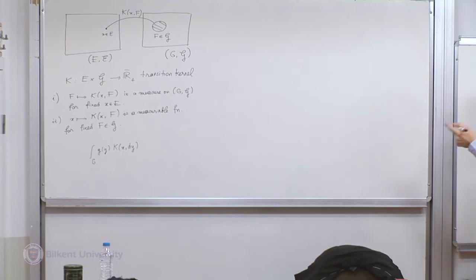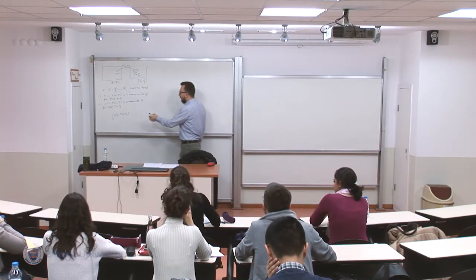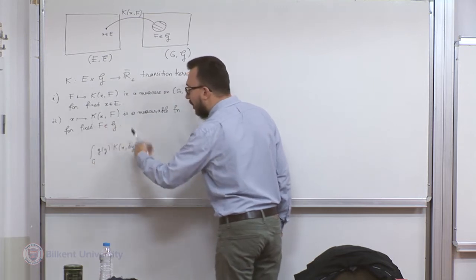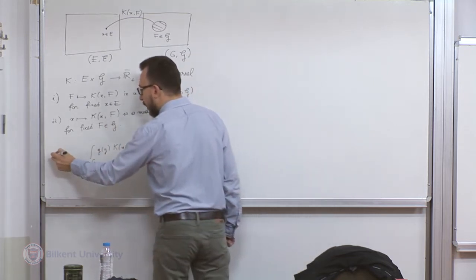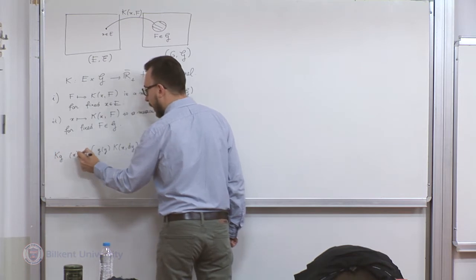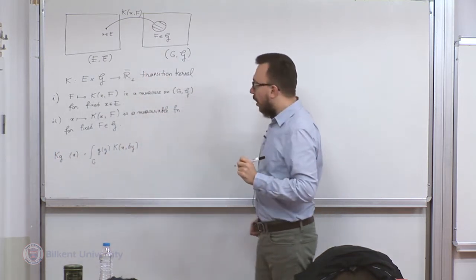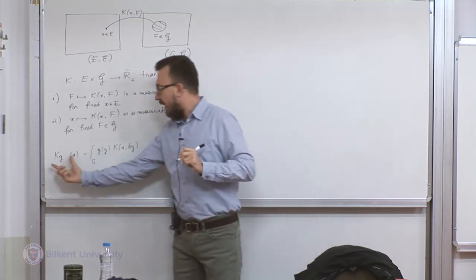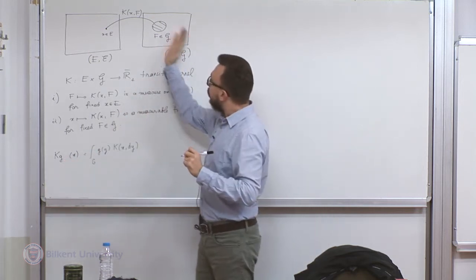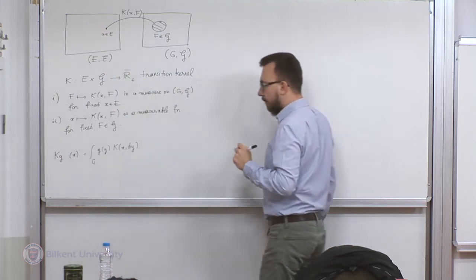So now what is this? This is a function of x. And indeed, last time we showed this is a measurable function of x. So this is what we call kg of x. Okay? Although g is a function on the second space, this kg makes it a function on the first space.